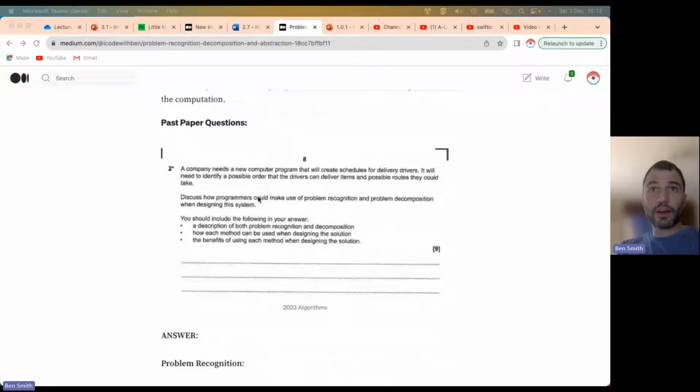So basically, there's a company and they want to create a program that will create schedules for delivery drivers, a bit like Uber Eats or something. It will need to identify a possible order that drivers can deliver items and possible routes they could take. So discuss how programmers could make use of problem recognition and decomposition when designing the system. And so you've got to talk about all the things that I just discussed in the previous video. There should be a link, or if you're looking on the playlist, you'll be able to find that, but it will be the one before this one.